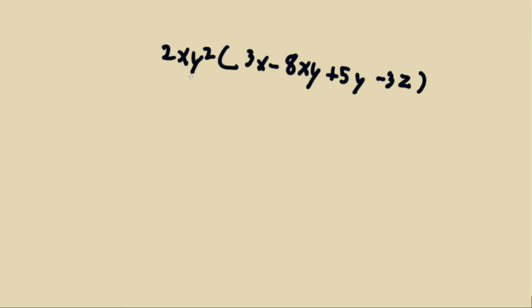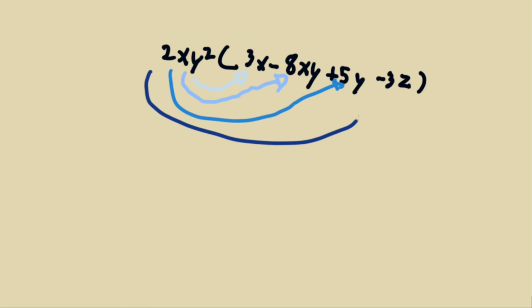So remember, we have to distribute this. So we can multiply this by this, and we have to also multiply the same thing by this number, and then we have to multiply it again by this. And then finally we can multiply it by this negative 3z right here, right? So we can just distribute, and then we can get our answer, right? So let's just start off by doing 2xy squared times 3x, right? So let's just bring this down here so I can show you how we multiply 2xy squared times 3x.